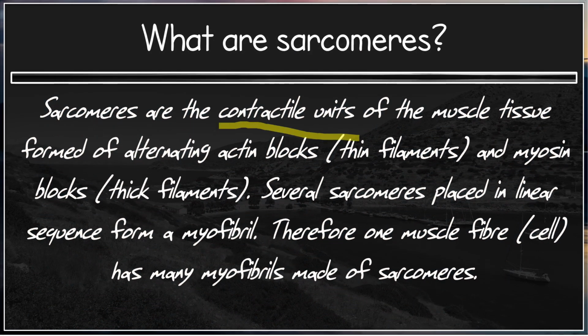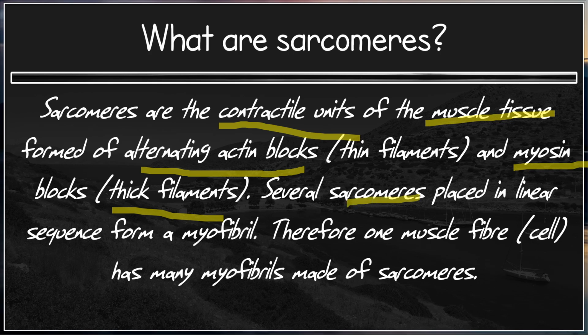Sarcomeres are the contractile unit of muscle tissue, formed by alternating actin blocks, thin filaments, and myosin blocks, which are thick filaments. Several sarcomeres placed in a linear sequence form a myofibril. Therefore, one muscle fiber or cell has many myofibrils made up of sarcomeres.